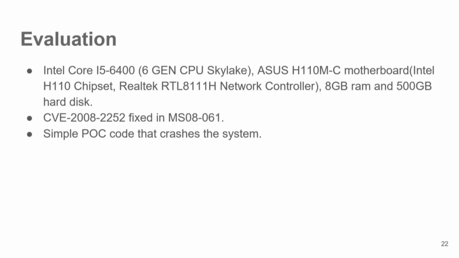And here's the evaluation. Our test bed is an Intel Core i5 6th generation processor with an H110 chipset. And we use this quite classic CVE-2008-2252 vulnerability. And we wrote a simple POC code, which just triggers the vulnerability and crashes the system. There's no payload.